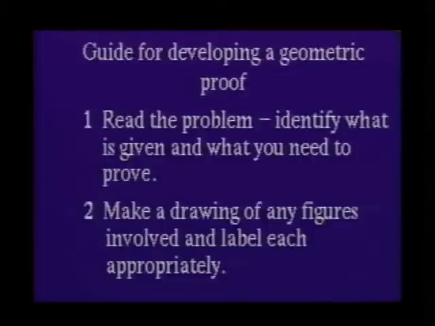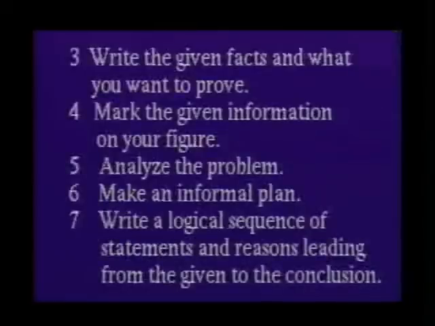Number 1, read the problem. Identify what is given and what you need to prove. 2, make a drawing of any figures involved and label each appropriately. 3, write the given facts and what you want to prove. 4, mark the given information on your figure. 5, analyze the problem. 6, make an informal plan. 7, write a logical sequence of statements and reasons leading from the given to the conclusion. Note that statements and reasons are paired together by numbering them.